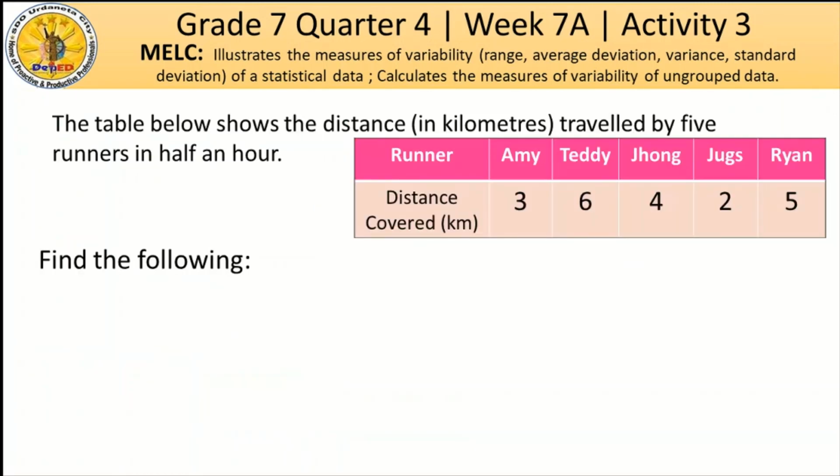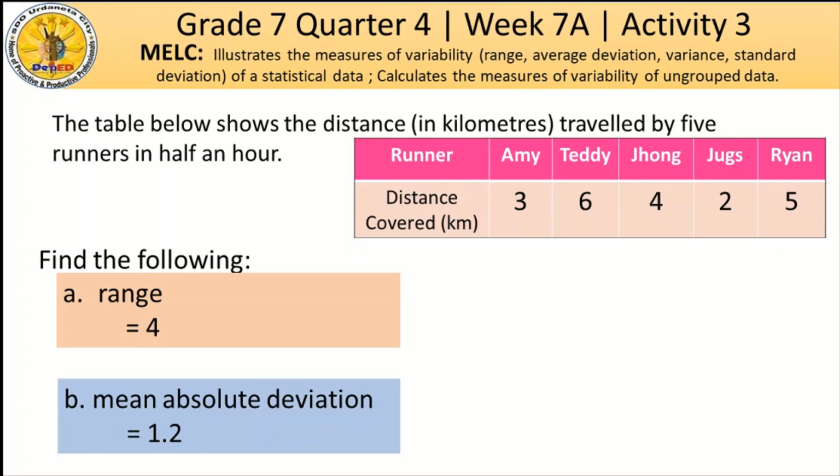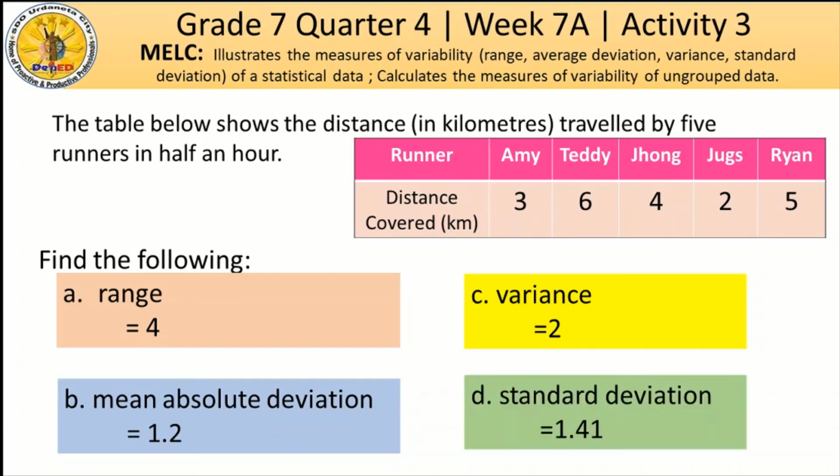Now to sum it up, these are the values that we have got. Range is equal to 4, mean absolute deviation, which is equal to 1 and 2/10, variance is equal to 2, and the standard deviation, which is equal to 1 and 41 hundredths.